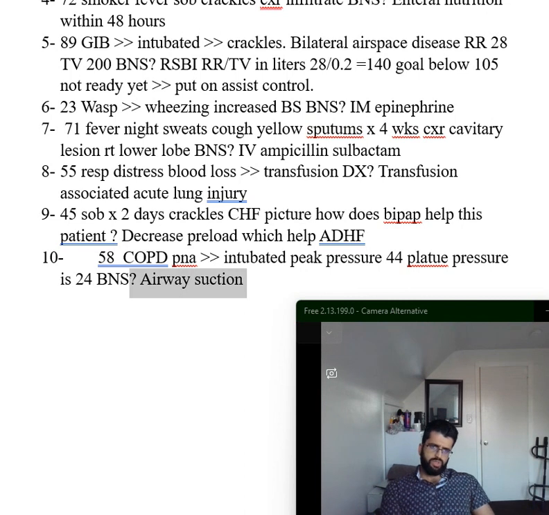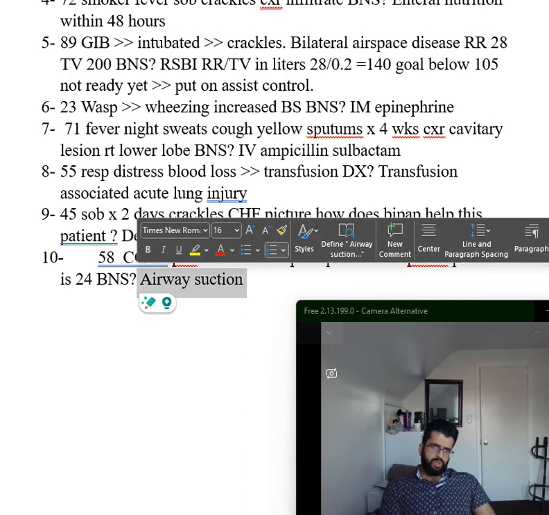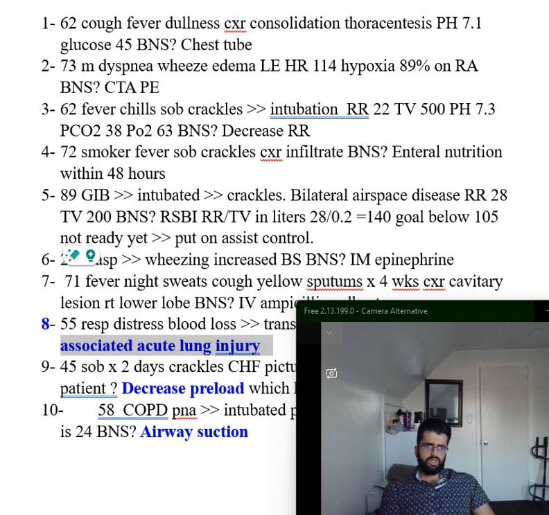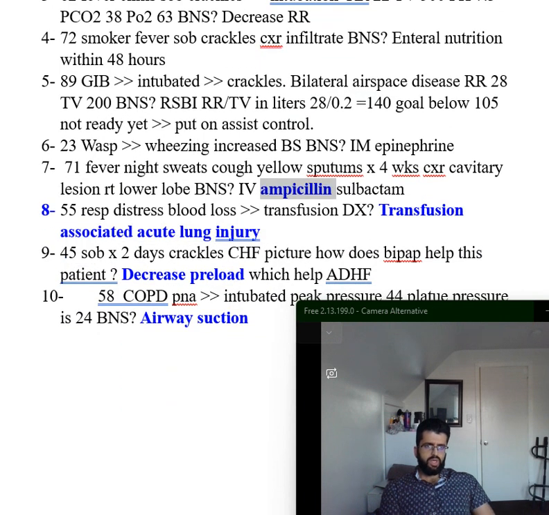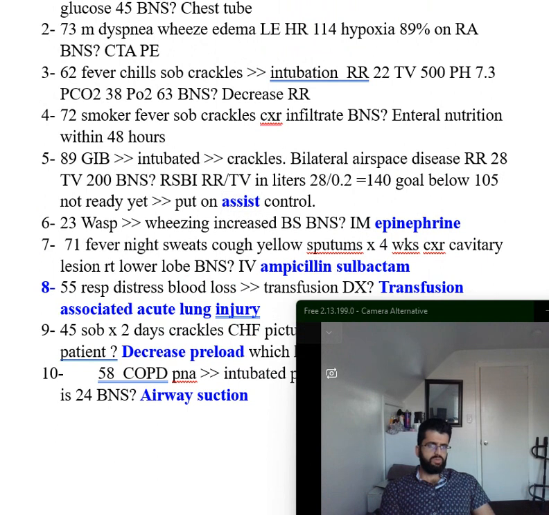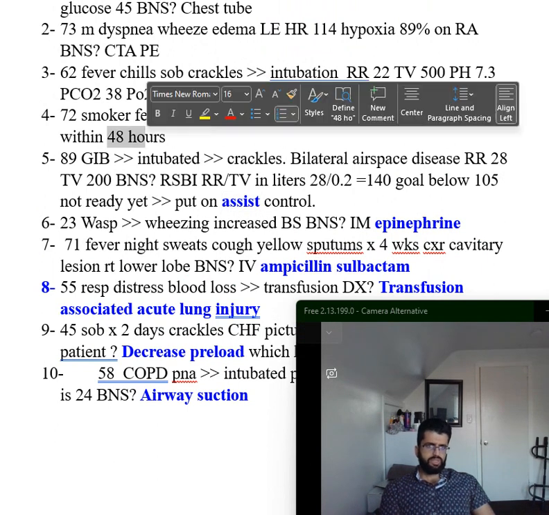Okay, so let's review. This is a high-yield topic. We discussed the plateau pressure. We discussed BiPAP and when you do that: it decreases preload in heart failure, which is helpful. We discussed when you see TRALI, transfusion-related acute lung injury, within 6 hours of transfusion. Ambulatory back time for anaerobic anaphylaxis, you give epinephrine. Assist control is helpful for somebody who is not ready for extubation. When do you extubate somebody?